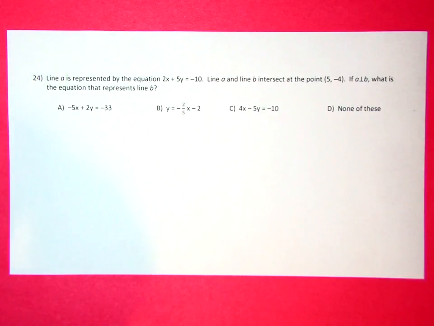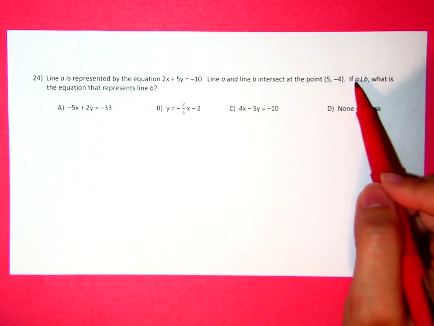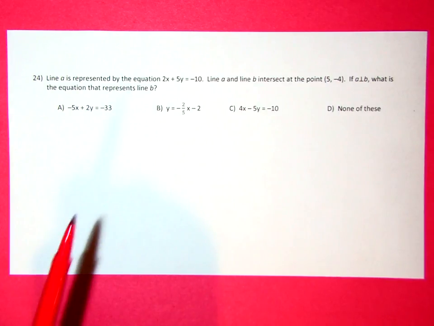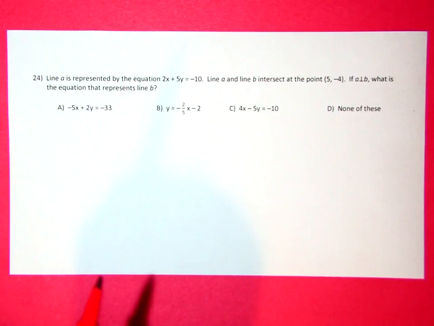This is number 24. It says line A is represented by the equation 2x plus 5y equals negative 10. Line A and line B intersect at point (5, negative 4). If these lines are perpendicular, that's what this sign means, if A is perpendicular to B, then what's the equation that represents line B? Well, for two lines to be perpendicular, their slopes have to be opposite reciprocals.